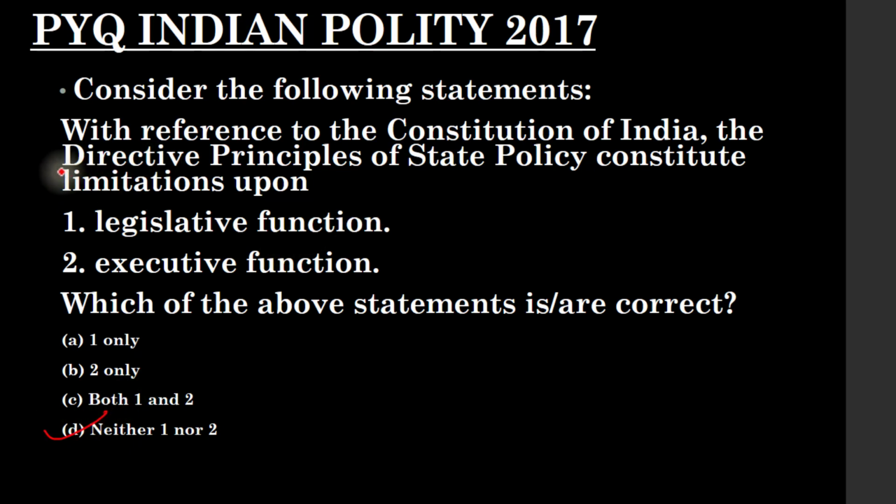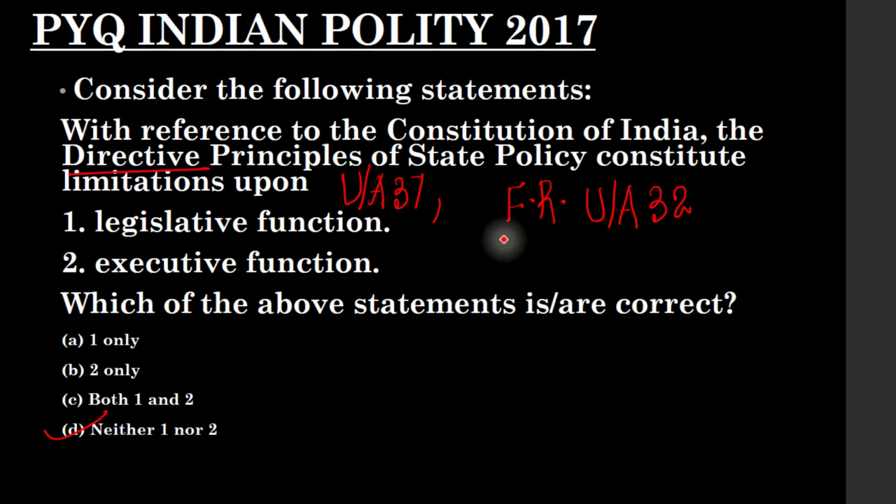DPSPs, as the name suggests, are directives and are not enforceable, as mentioned under Article 37. Therefore, they do not constitute any limitation whatsoever thus far. By thus far, I mean there's always a scope of judicial interpretation. But thus far, that's the case. Therefore, D is the correct option. However, had there been fundamental rights instead, C should have been the correct option, as fundamental rights are enforceable under Article 32.